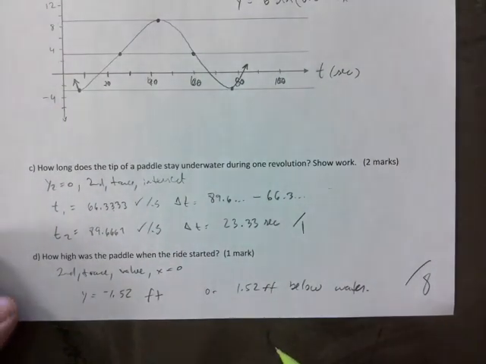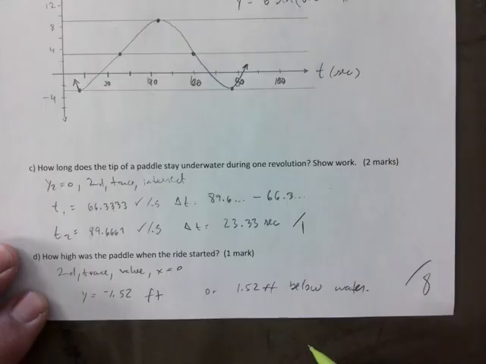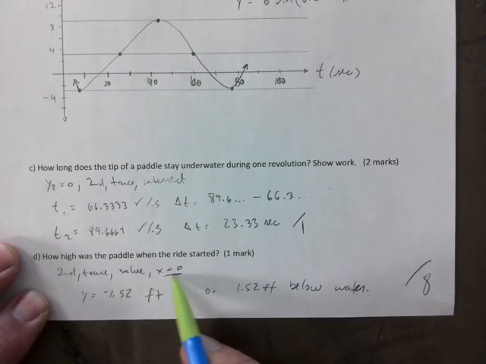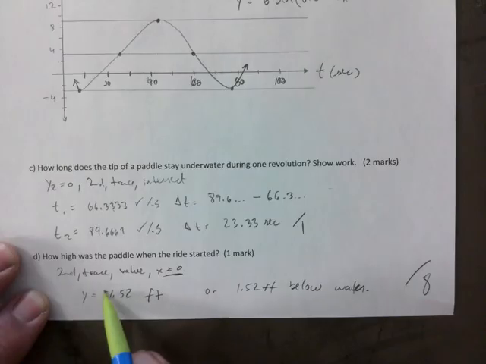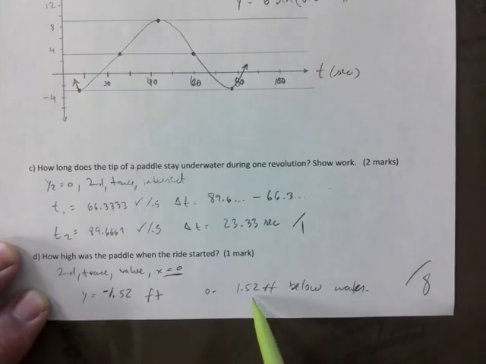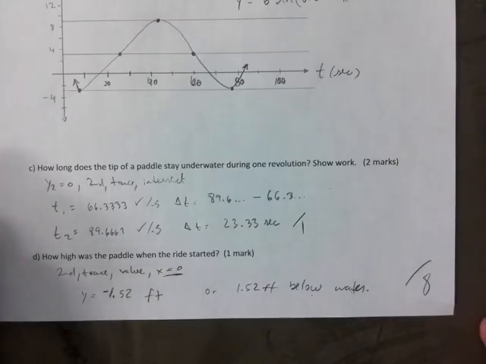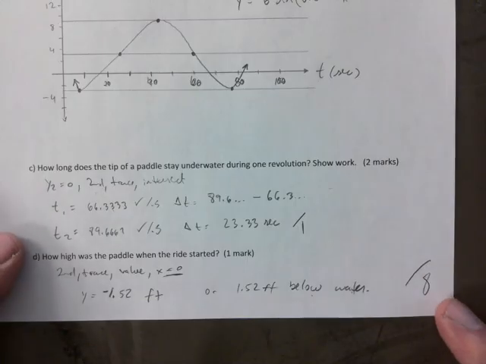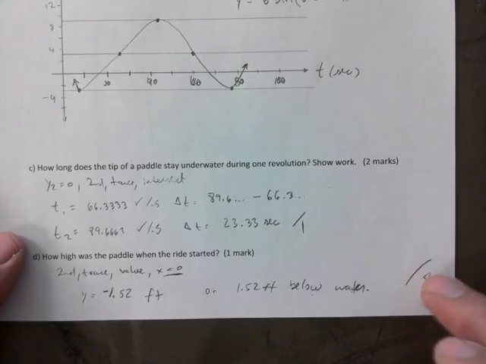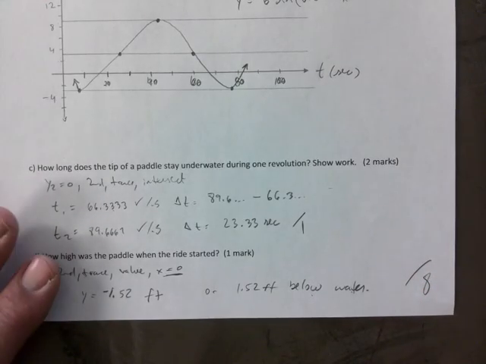And then last but not least, how high was the paddle when the ride started? It's at time 0. So you were 1.52 feet negative or 1.52 feet below water. Either one is fine. And this one is going to be worth 9 marks because I went ahead and changed A to be out of 3. So just make sure you change yours to be out of 9. Okay?